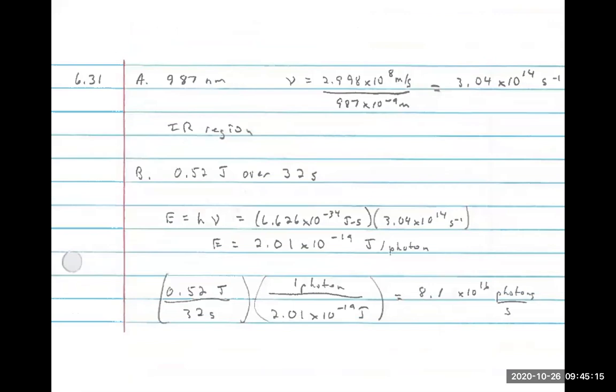Okay, let's look at 631 for a moment. In 631, it tells us that a diode laser emits wavelength at 987 nanometers. What region is this? We could look that up and know that it's the infrared region. But in part B, energy absorbed. So you have 0.52 joules over a period of 32 seconds.